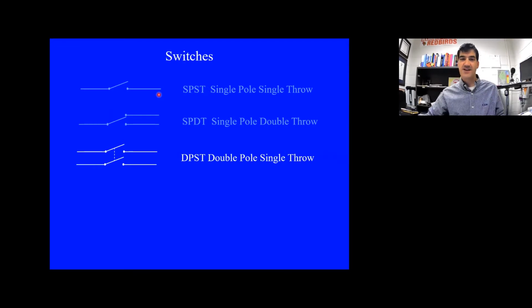Okay, moving on. The next one, this one in particular is not real common, but you will see it. This is a double pole single throw switch. Remember what these mean. The number of poles is the number of input connections. So here we have 2, 1, 2. And how many throws is how many outputs per input. So don't get confused here. There are 2 outputs, but there's only 1 output connection per input.